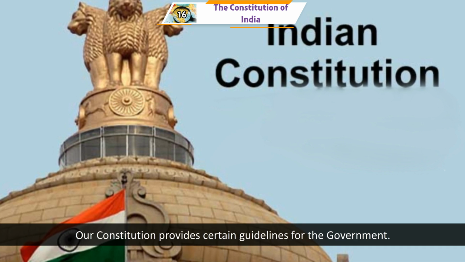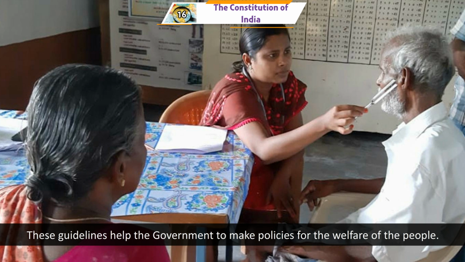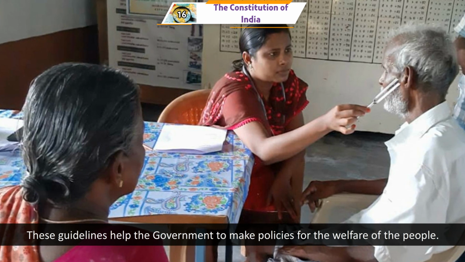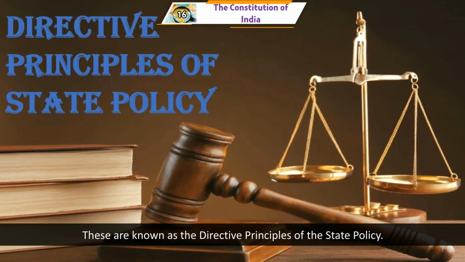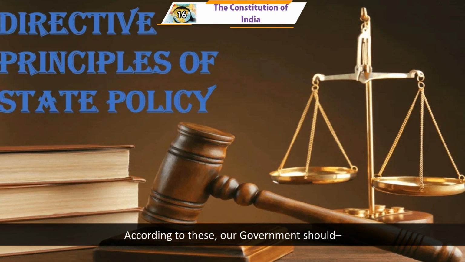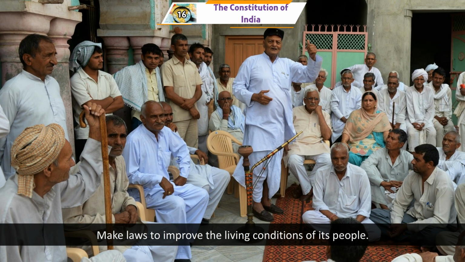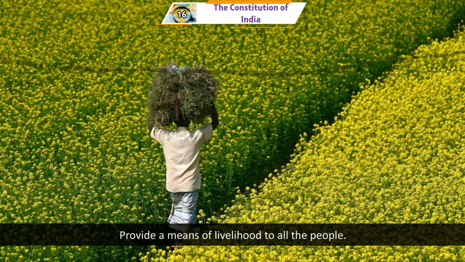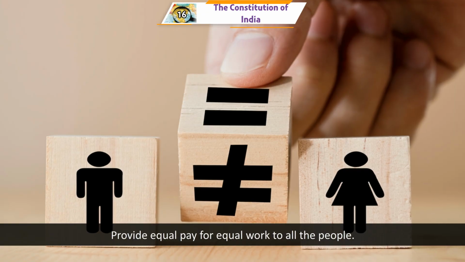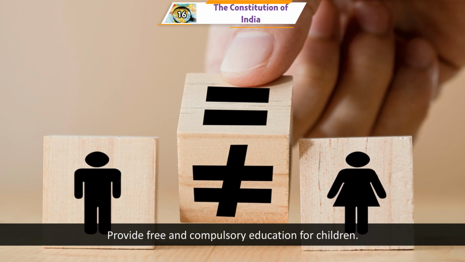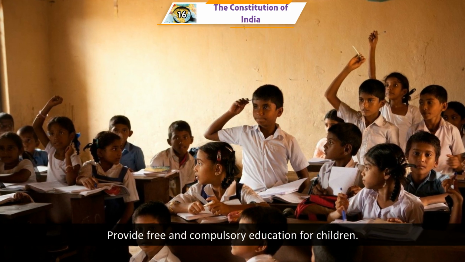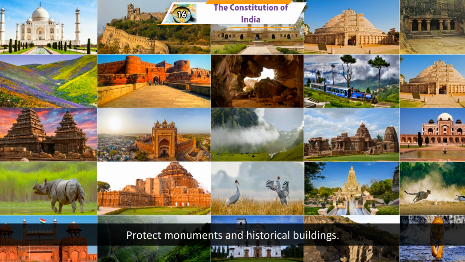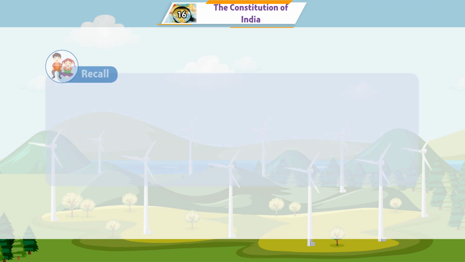Directive Principles of State Policy. Our Constitution provides certain guidelines for the government. These guidelines help the government to make policies for the welfare of the people. These are known as the directive principles of the state policy. According to these, our government should make laws to improve the living conditions of its people, provide a means of livelihood to all the people, provide equal pay for equal work to all the people, provide free and compulsory education for children, maintain and protect the health of all the people, protect monuments and historical buildings.